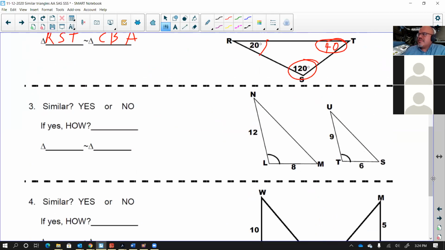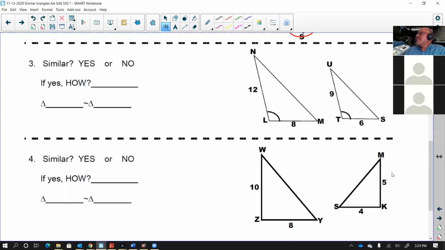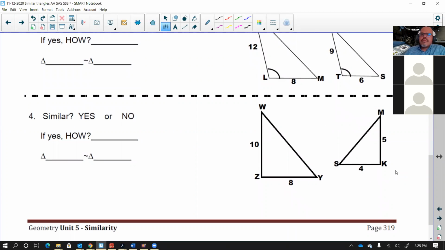Are there any questions over this? Okay, so number 4, take a look at it. Think about it for about a minute. What do you guys think? Are these two triangles similar? Yes or no? Yes. Yes. Oh, we're getting a lot of yes.